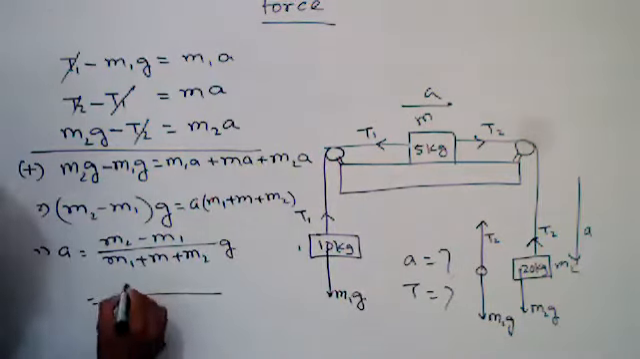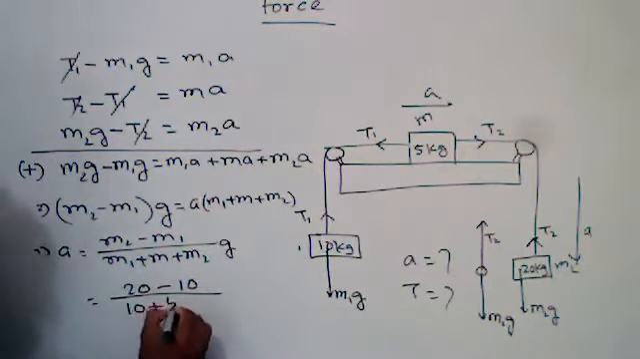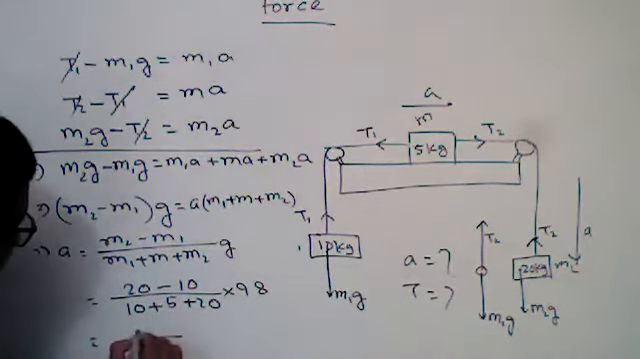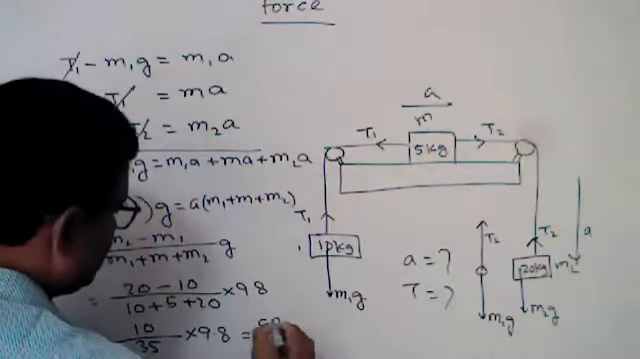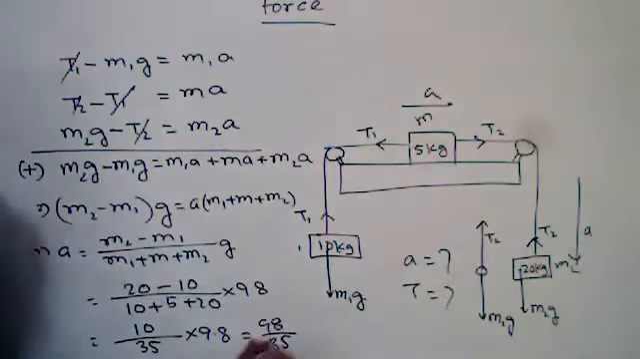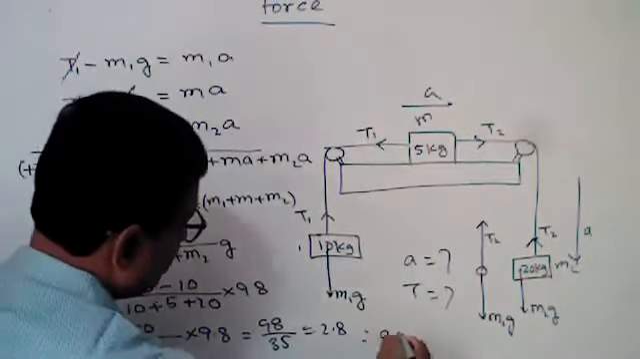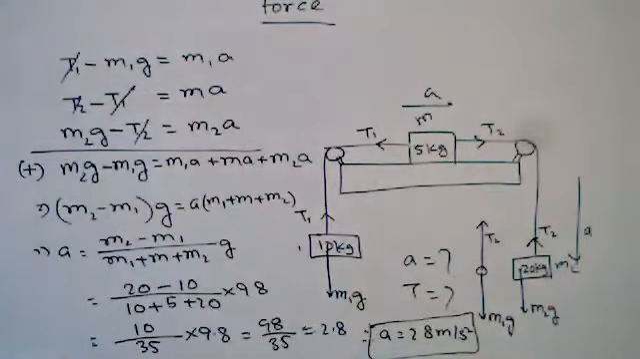So M2 is 20, M1 is 10. So 10 plus 5 plus 20 is 35, into 9.8. So 98 divided by 35 is 2.8. So the acceleration will be 2.8 meter per second square. This is the acceleration of the above system.